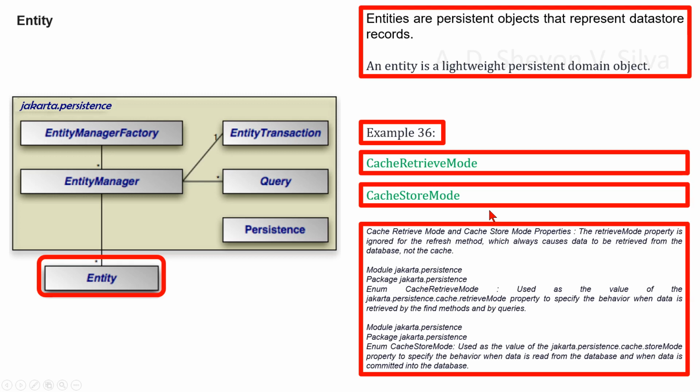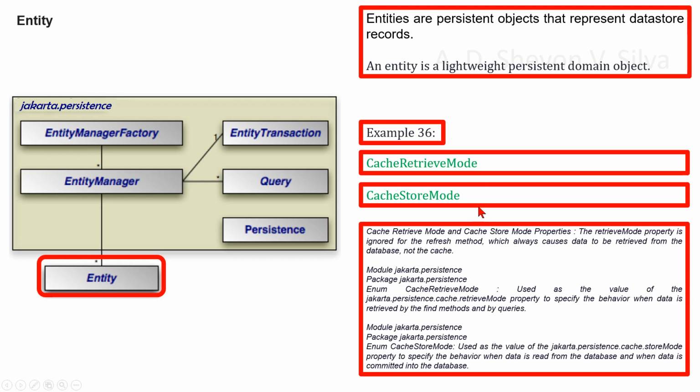Cache retrieve mode and cache store mode properties must be observed when caching is enabled, regardless of whether caching is enabled due to the specification of the shared cache mode element or enabled due to provider specific options. Applications that make use of the cache retrieve mode or cache store mode properties but which do not specify the shared cache mode element will not be portable.